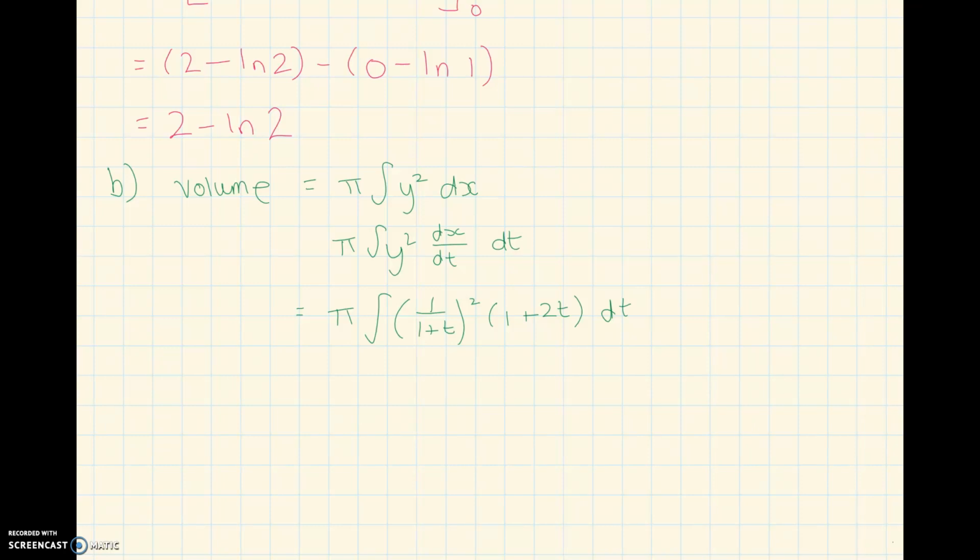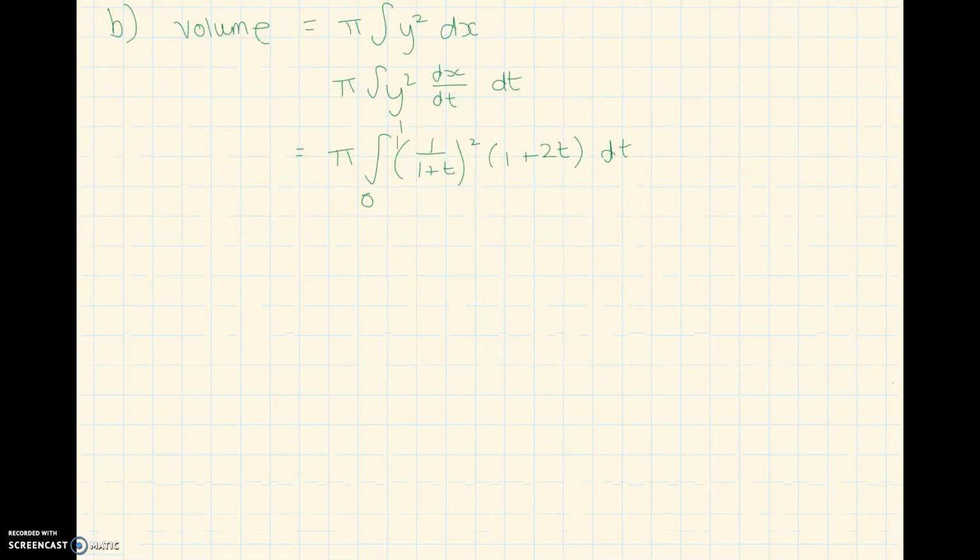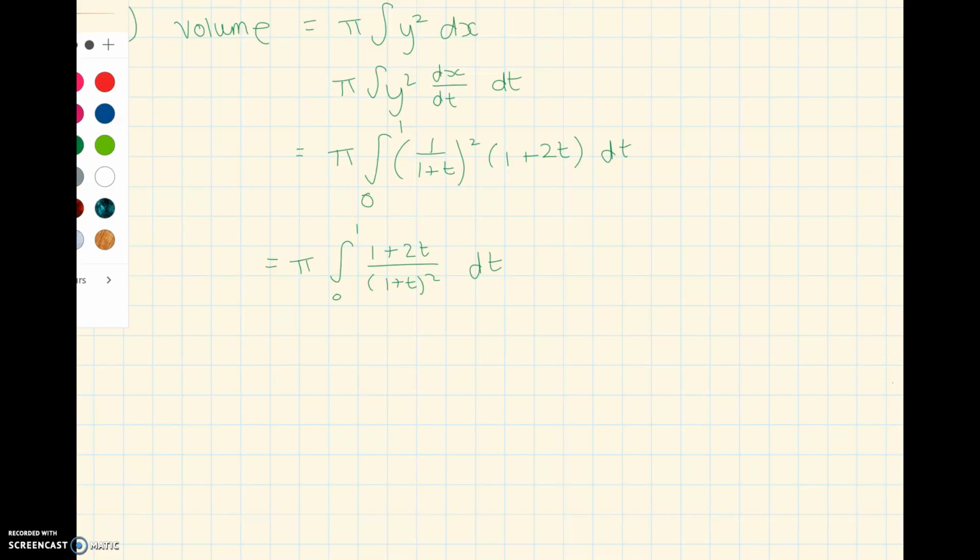And remember, the limits have to be in terms of t again. We worked those out in part A, so they'll be 0 and 1. Now if we multiply this out, this comes out as pi times the integral from 0 to 1 of 1 plus 2t over 1 plus t all squared. We can't integrate this as it stands. What we do spot is that we need to use partial fractions to split this up.